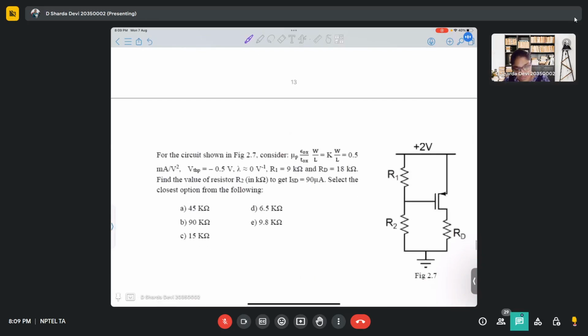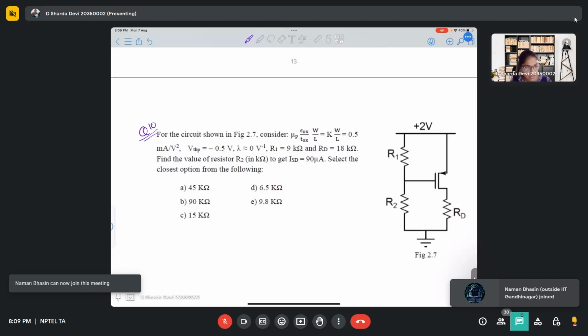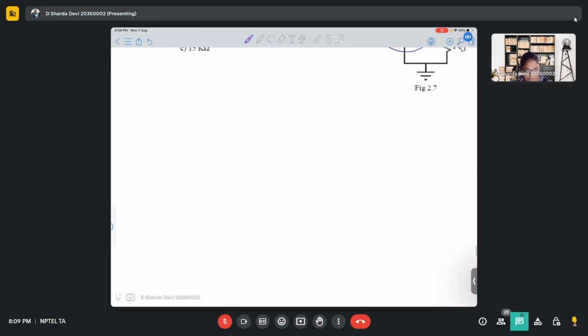Now, considering question number 10. Again it is a PMOS, and you have to find the value of R2 so that your current is 90 microamperes. Easy, right? This is source, gate, drain. From the current, you will get VG. From VG, you can find this resistance, right? So yeah, these are the 10 questions.